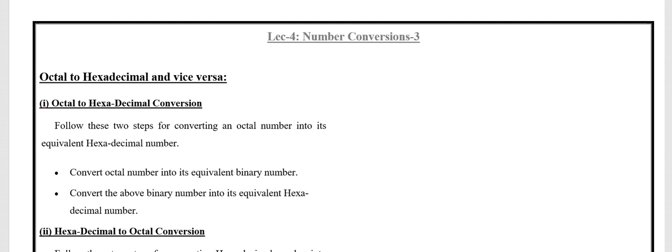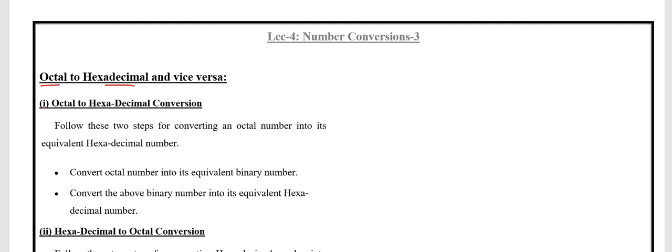In the previous lecture, we discussed how to convert binary numbers into octal and hexadecimal numbers and vice versa. That is, the conversion of hexadecimal and octal numbers into binary. So, in this lecture, we are going to discuss how to convert an octal number into the hexadecimal number system.